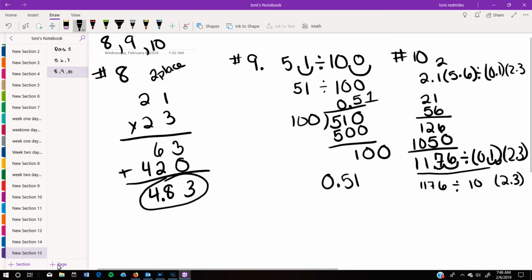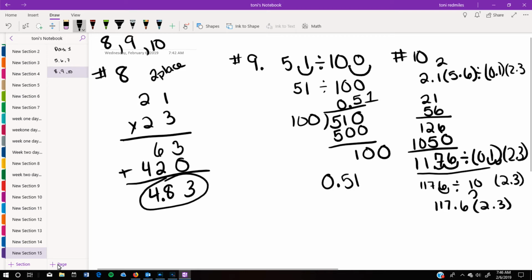Because I'm running out of room, I'm going to use the multiplication and division of 10. That means I'm going to move my decimal place 1 place because it's 10. You move the number of zeros in the number, so when it was 100, we moved 2. When it's 10, I move 1. Because I'm dividing, I go left. So 117.6 would be my answer.